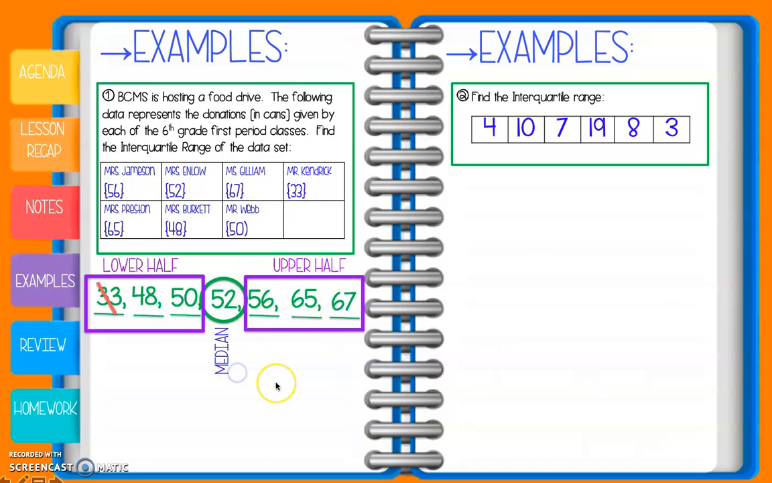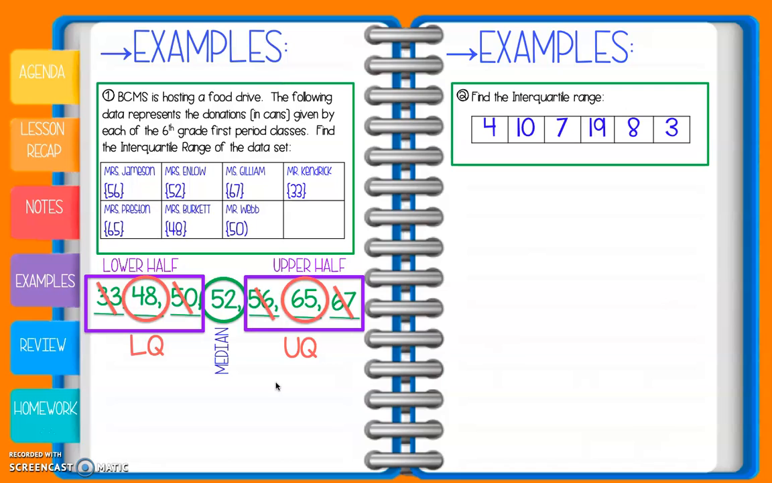Okay, now I'm going to find the median of the lower half. I'm going to start by crossing off 33 and 50. The median of the lower half is 48, so that's my lower quartile. Okay, I'm going to do the same thing to the upper half. I'm going to cross out 56 and 67. The median of the upper half is 65, which tells me my upper quartile is 65.